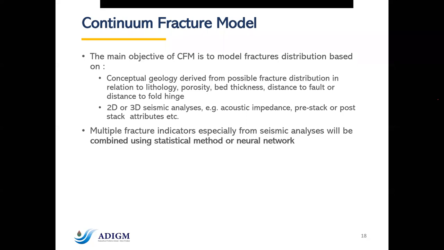Since it is an integrated approach, it's also used in 2D or 3D seismic analysis. We can also use inversions, acoustic impedance, or attributes or multi-attributes that we can get from the seismic. From the seismic, we can get multiple fracture indicators. Maybe one attribute is not enough, so we try to get a multi-attribute combined from several attributes. And we can use statistical methods, neural networks, or machine learning, whatever methods are available, to generate the fracture properties or fracture intensity.